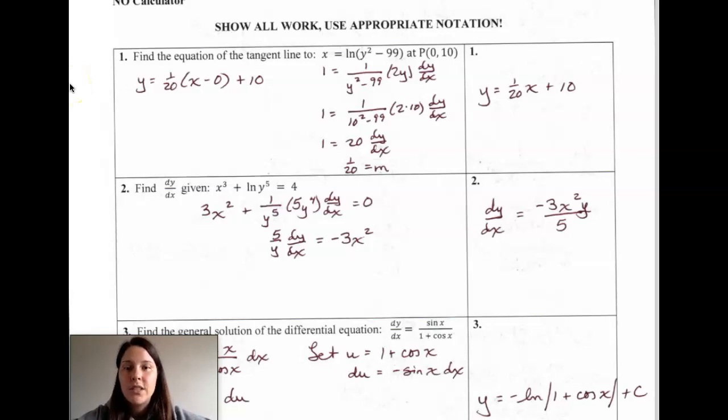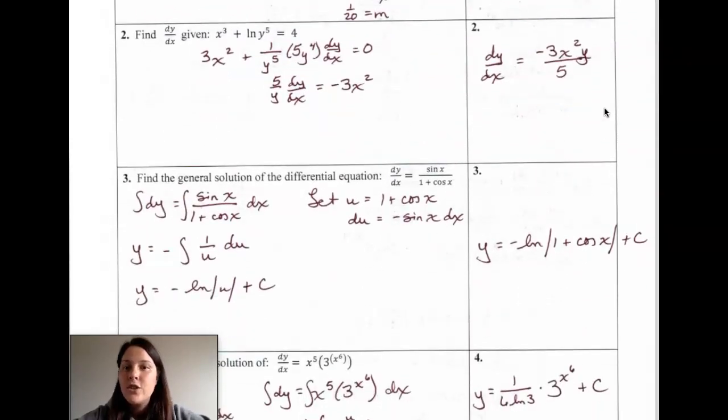And then I just used point slope form. You'll see that off to the left in that box, y equals that 1 over 20 times the quantity x minus 0 plus 10. But of course, x minus 0 is just x, so my final answer did end up being in slope-intercept form. Although for the most part, you can just leave your answers in point slope form.